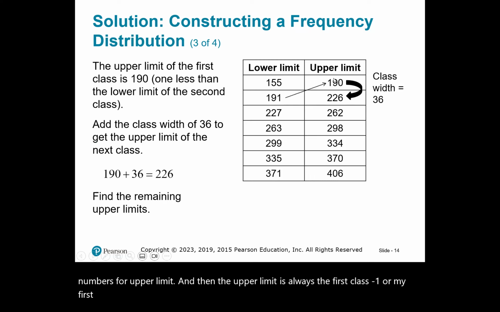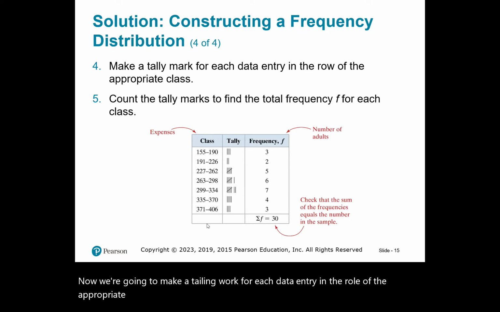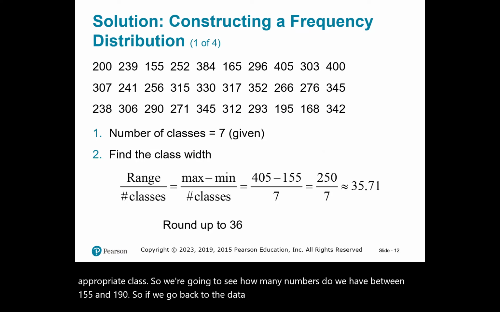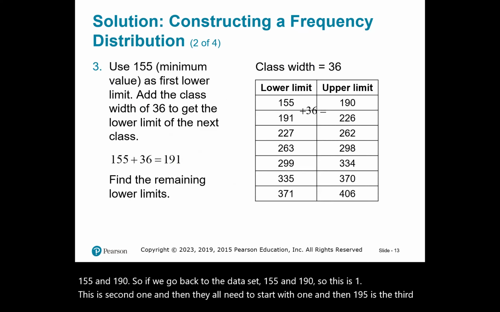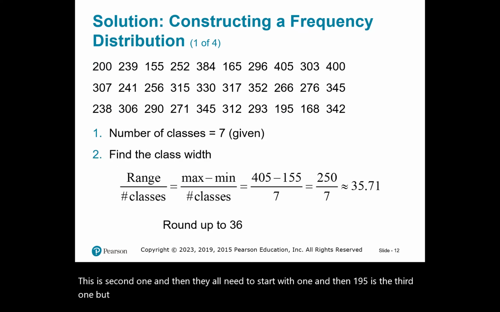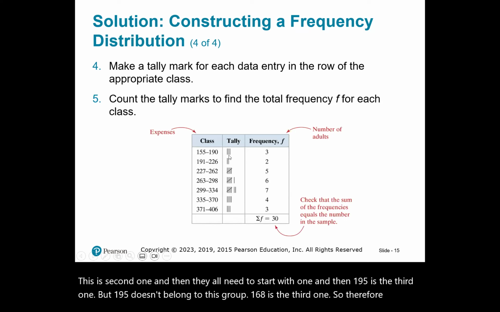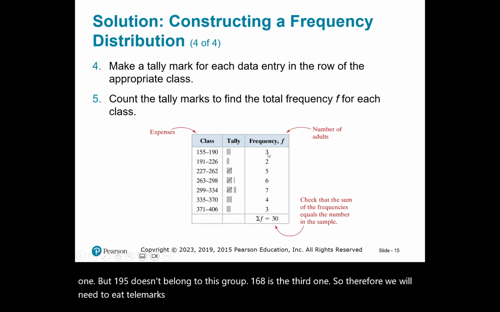Now we're going to make a tally mark for each data entry in the row of the appropriate class. So we're going to see how many numbers we have between 155 and 190. If we go back to the data set, 155 and 190. So this is 1. This is the second one. And then 195 would be the third one, but 195 doesn't belong to this group. 168 is the third one. So therefore, we will need 3 tally marks. So the frequency will be 3.